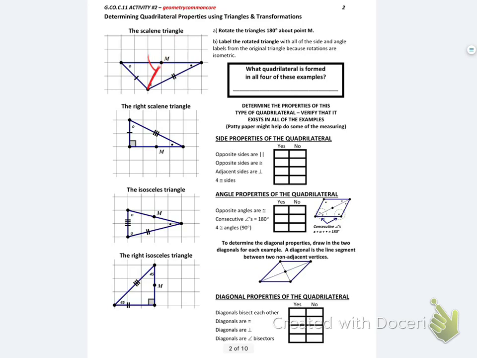By that I mean, if this point is going up 2 and right 1 to get to M, we're going to go up 2 and right 1 one more time, and we've done our 180-degree rotation. So the point's going to end up right here, and then I can connect all these together. Let's do that for the next one. I'm going from this point down 2 and right 1, I'm going to go down 2 and right 1 again, and my rotated point ends up right here.